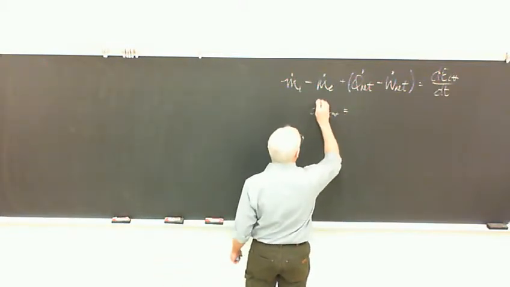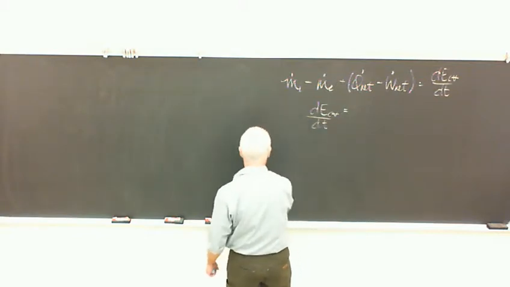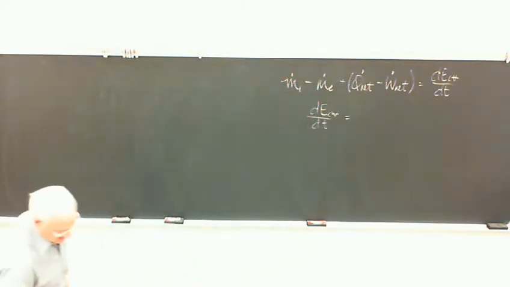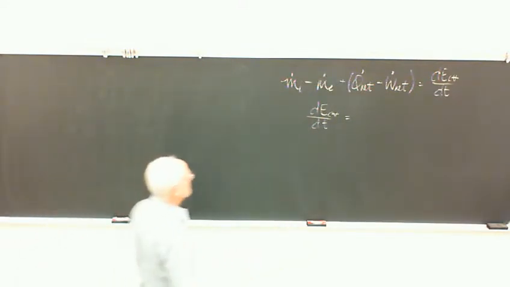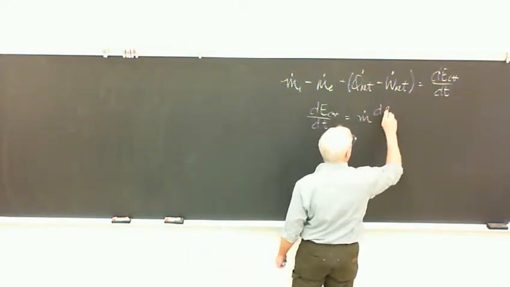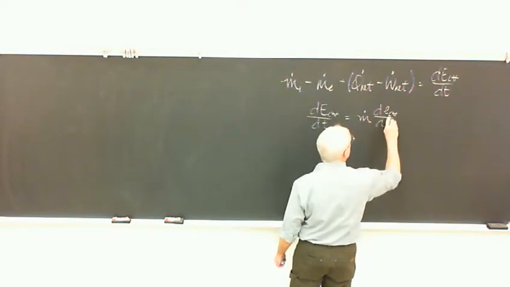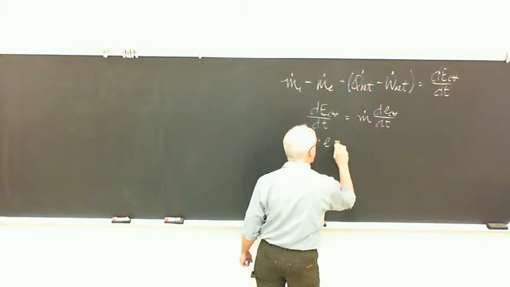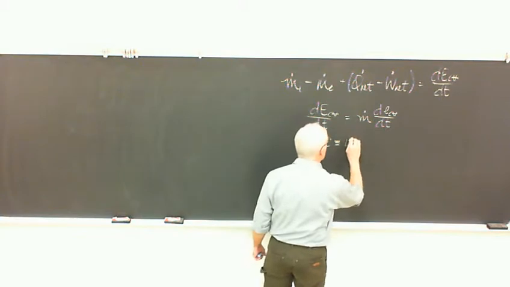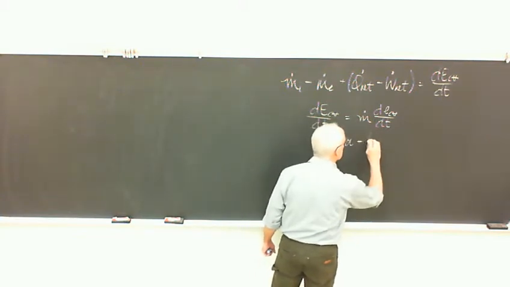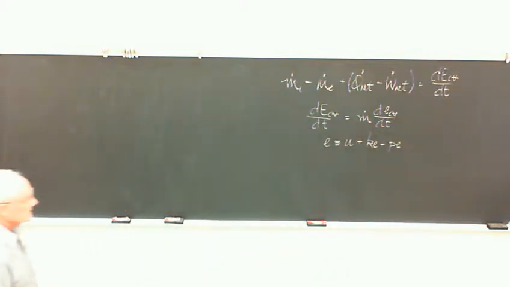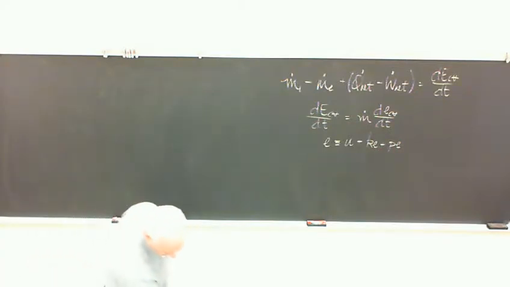Don't forget that actually, let's keep it in the rate form. Let's not forget that this has to do with the net flow rate of the specific energy, where that specific energy is made up of the same three things it was before: the internal energy plus the kinetic energy plus the potential energy. So it's the rate at which those three things change within the system.